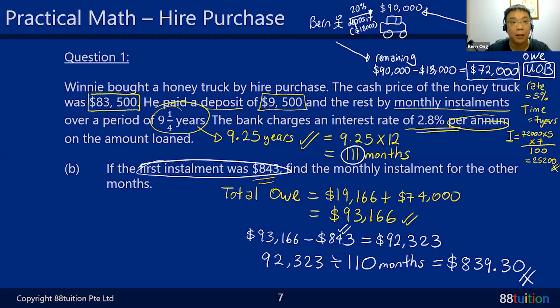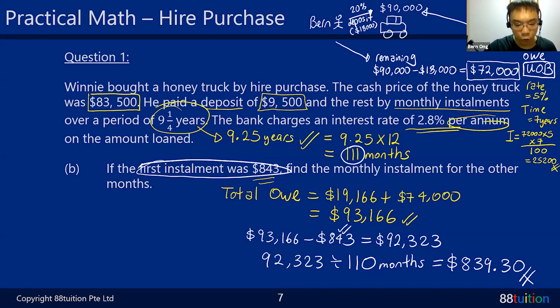So this is something called hired purchase, whereby you borrow money from the bank to buy something, a big item like a house or maybe a car. But before that, you must pay a deposit first. And the amount that is owed to the bank, remember the bank is not your friend. The bank will charge you interest, extra money. If not, there's no point lending you money. So that is the meaning of hired purchase.